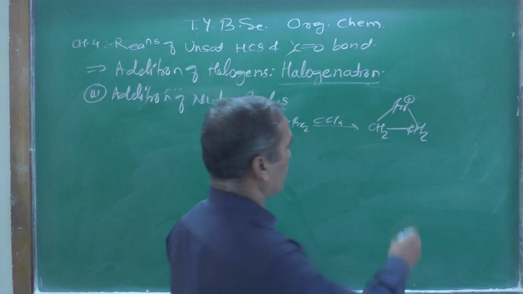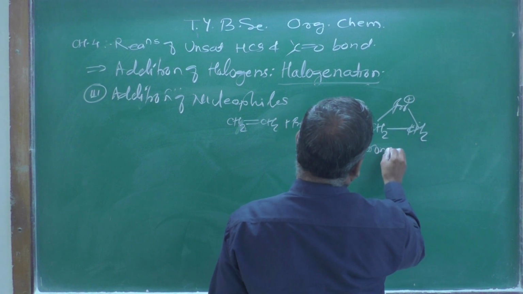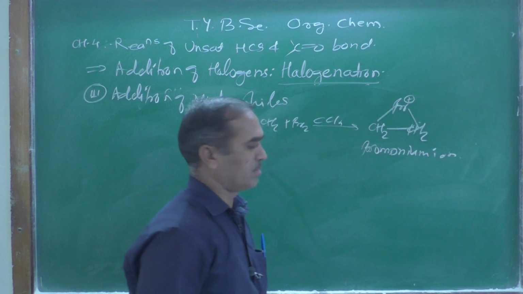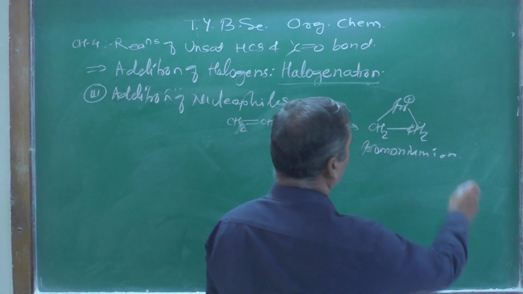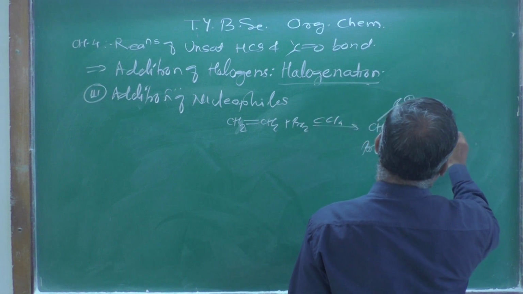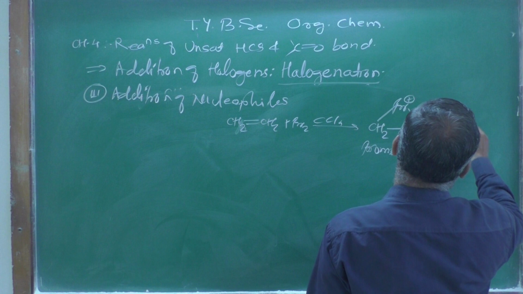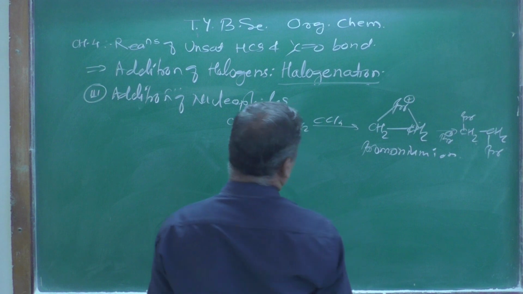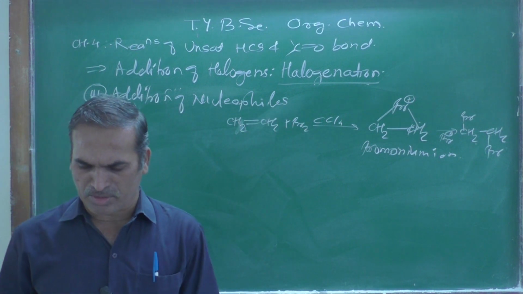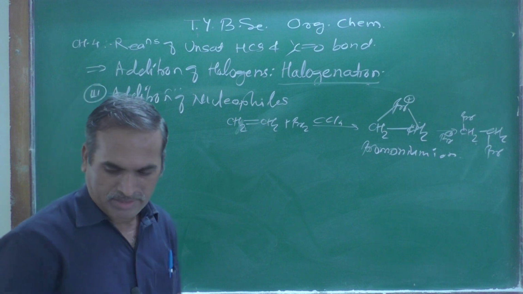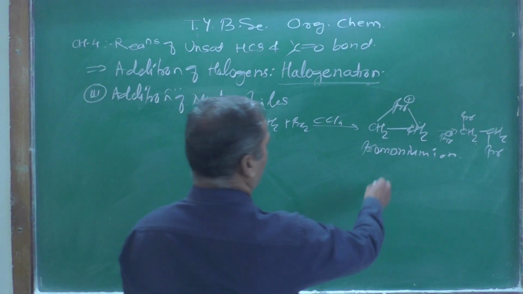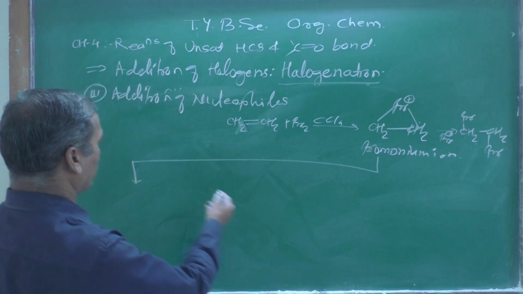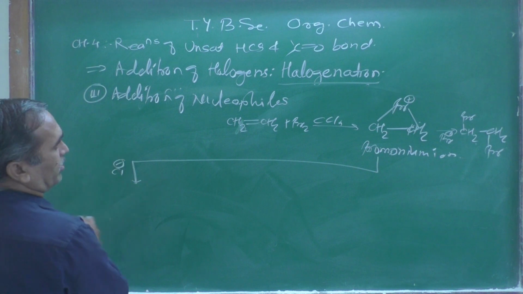This one is a bromonium ion, a cyclic bromonium ion, and further the Br minus attacks, and you are going to get CH2Br and CH2Br like this. That is 1,2-dibromoethane, that type of compound you are going to get. But if the nucleophile attacks in a different way, you will get a different product. Suppose it is attacked by chlorine. What do you get?